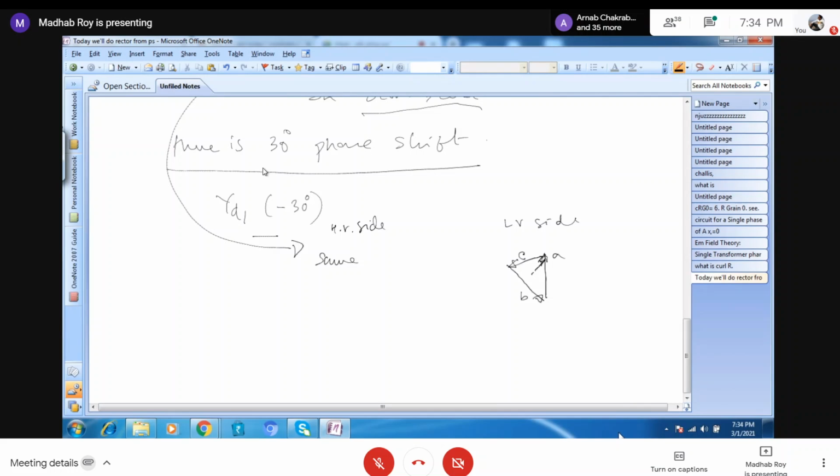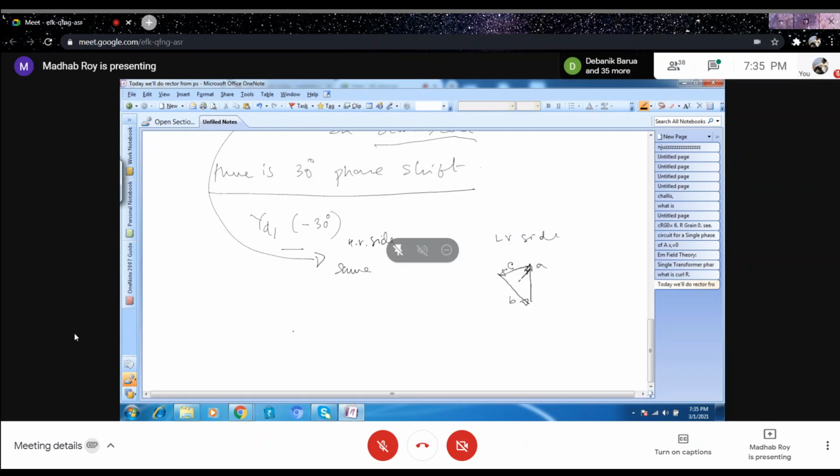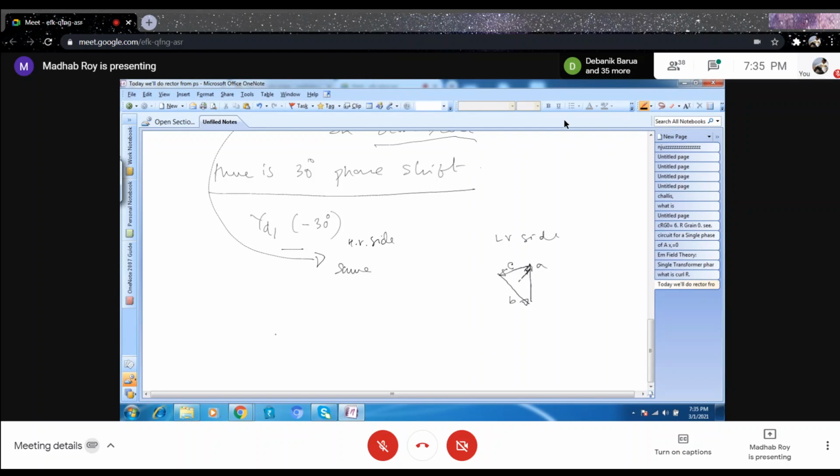Similarly, other connections also you can make it. Reverse connection also you can make. Now suppose we want YY6. Can you do this connection? This is a very important connection. So how to do that? The winding connection I have already discussed in the last class. Again I will do that here. Parallelly we can draw the winding also.